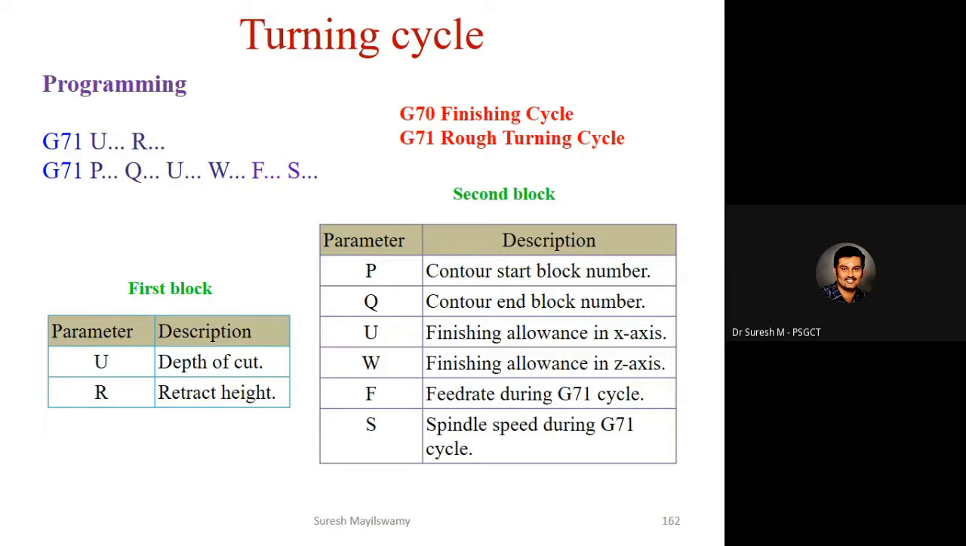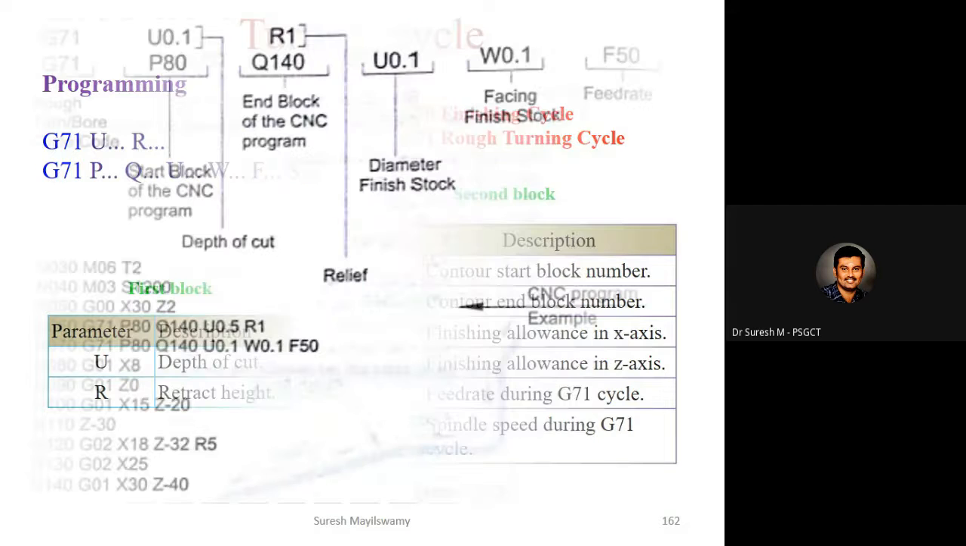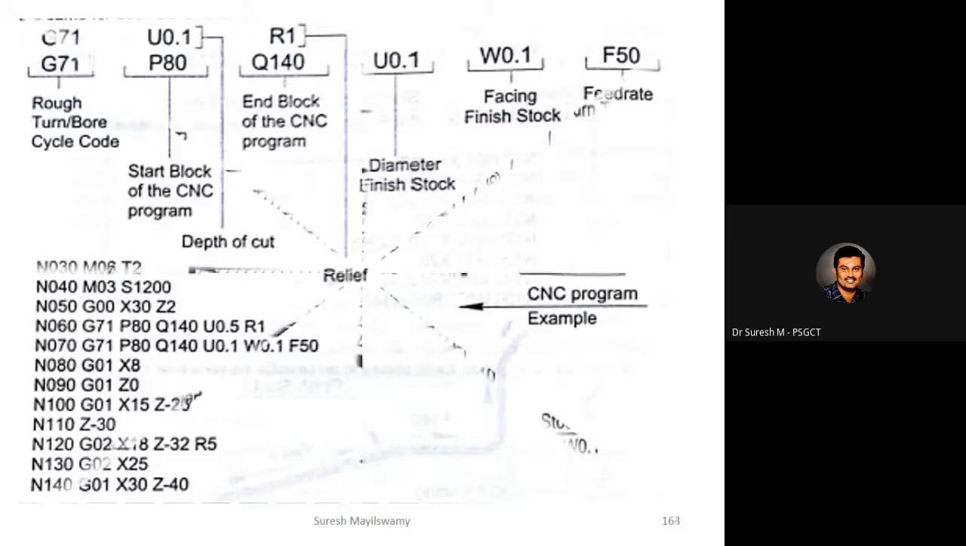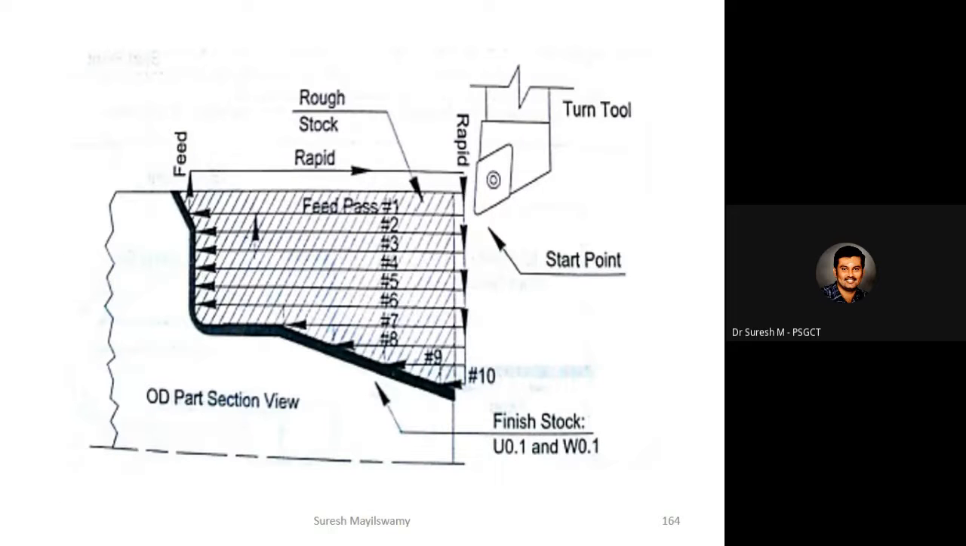In the G70 command, we give just P and Q, the start block number and end block number. We can change the tool and then give the start and end block number. Then only it will perform the finishing operation. So this is just an example of the rough turning cycle, a 2 block cycle. This is how the operations will be carried out.